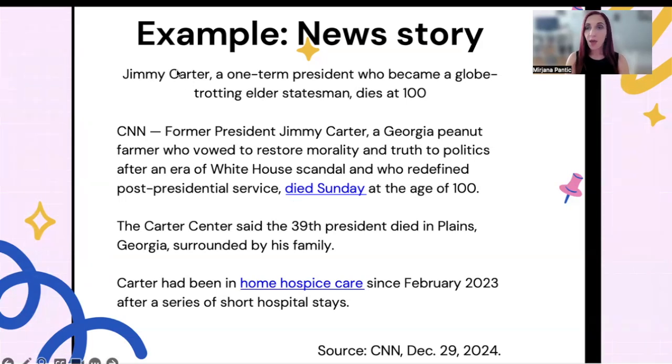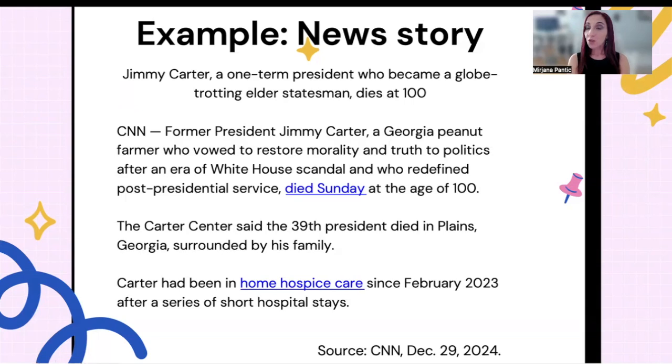Every news story begins with the headline. In this case, the headline is Jimmy Carter dies at 100. And then what is the first paragraph of the story? How do we call it? We call it the story lead. Yes, we learned about that in the previous lecture.